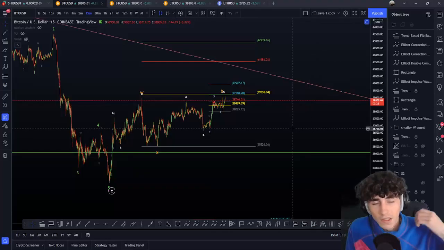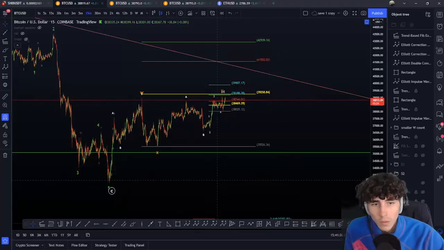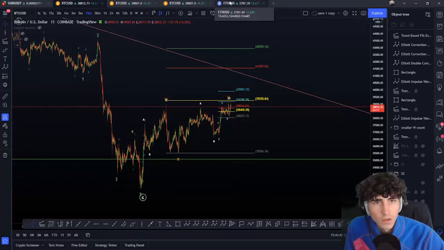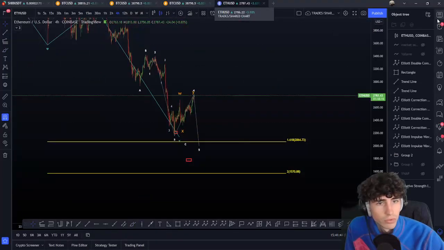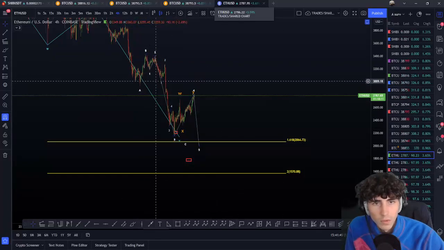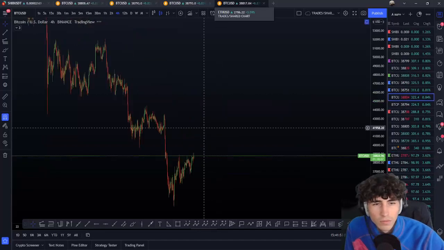So yeah, let's start with that. Here, different possible counts. First of all, we have the possibility of being in a wave one here. Okay, so I'm actually going to go on another chart here. And check out this. You know, these waves are possibly wrong here. This wave 1, 2, 3, or 5. I'm going to go there. Gonna be better like that.